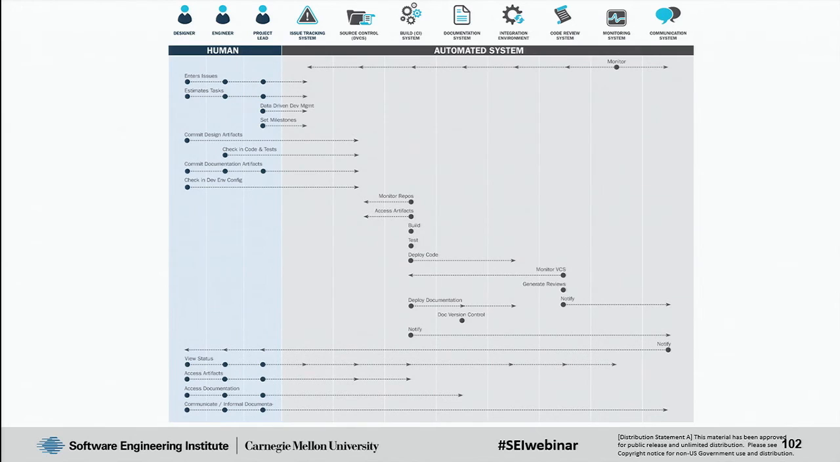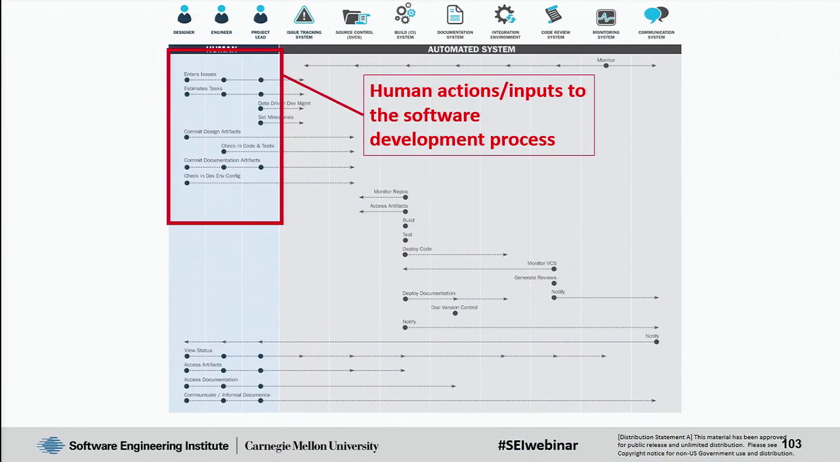It's very difficult to read the slides on the screen. If you have a chance, we will look for the PDF that you can download. It is all about the users, documentation, the integration piece, code review, monitoring and the communication piece. The left-hand side is all about the human, and our goal is really to have fewer human actions in the software development process.